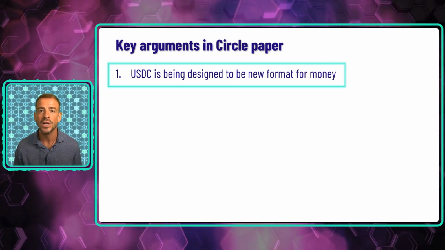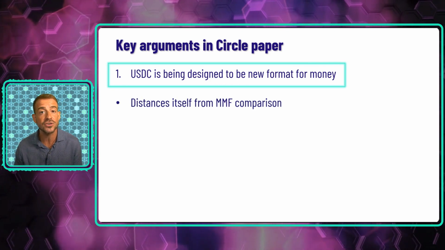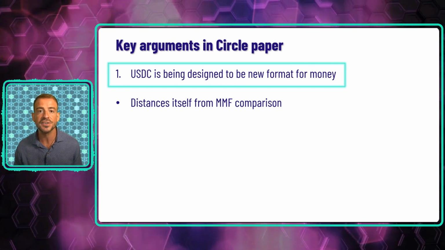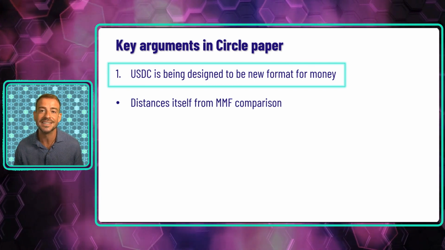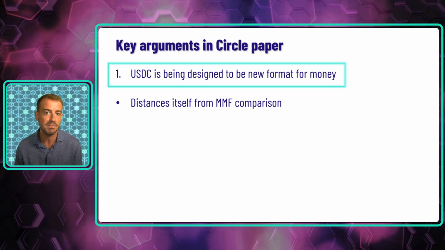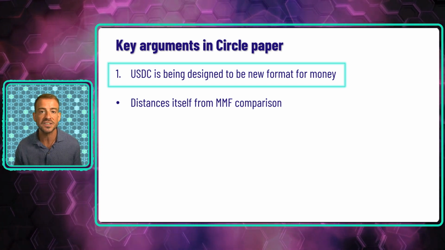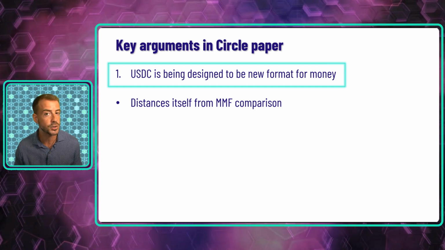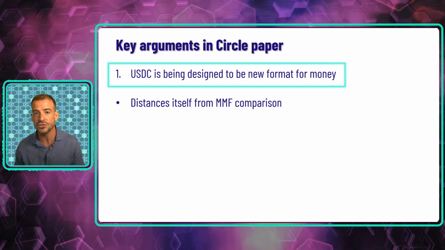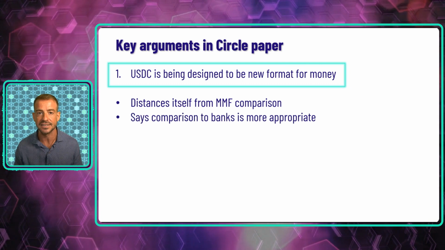In the paper, Circle distances itself from being compared to a money market fund. It argues that what sets them apart is this core purpose of issuing money on the blockchain. It follows that the relevant institutions that USDC ought to be compared to are the institutions that create money in our off-chain economies, which are mostly banks.